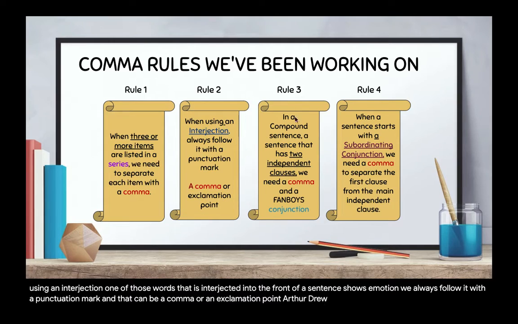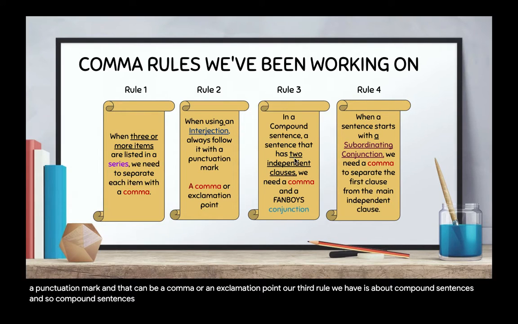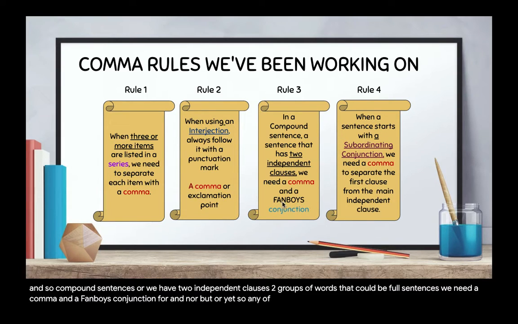Our third rule we have is about compound sentences. And so compound sentences, where we have two independent clauses, two groups of words that could be full sentences, we need a comma and a FANBOYS conjunction. For, and, nor, but, or, yet, so. Any of those words.